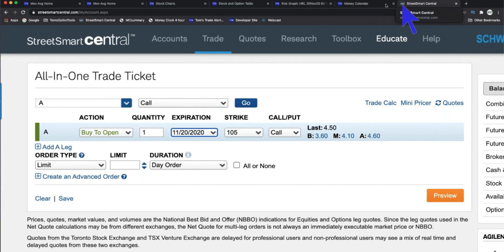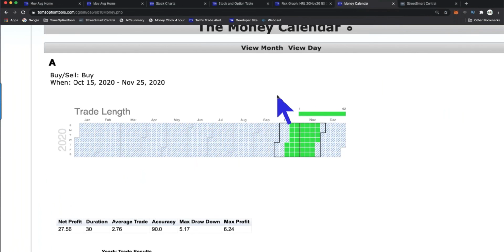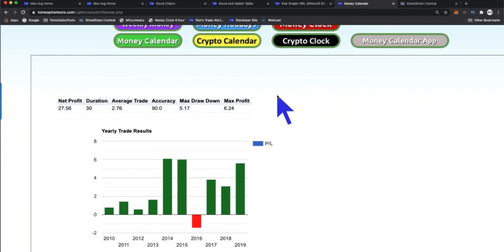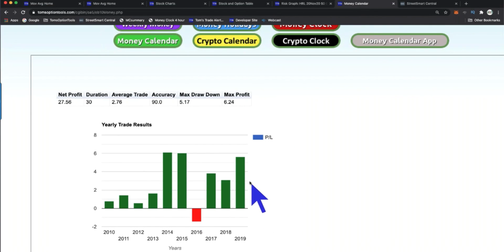The problem I see is, again, let's look at the Money Calendar. Money Calendar says that last year this thing moved up $5.62. 2018, $3.07, and then 2017, $3.82. There's the loser, 2016, that was $1.43. Then we got a pair of sixes.